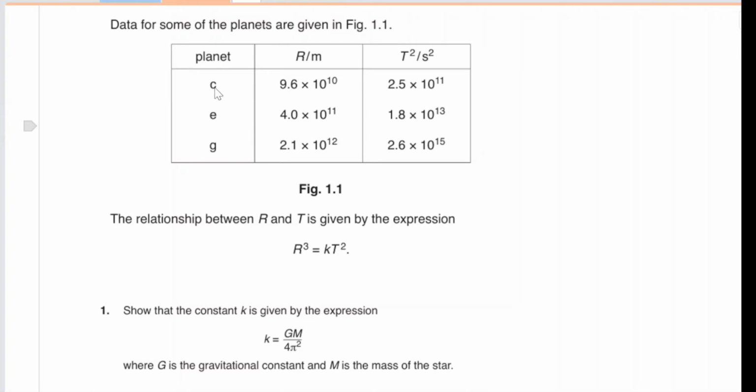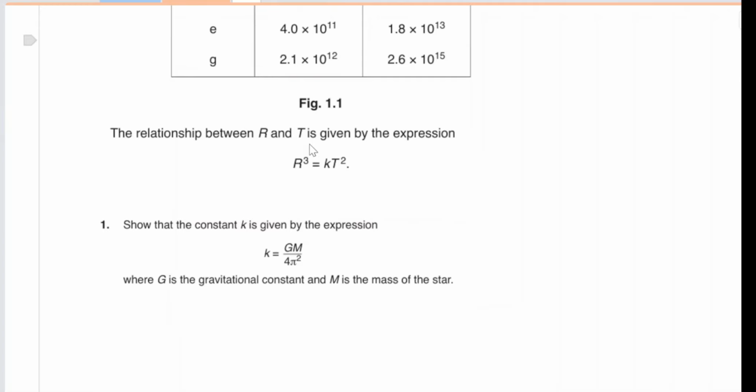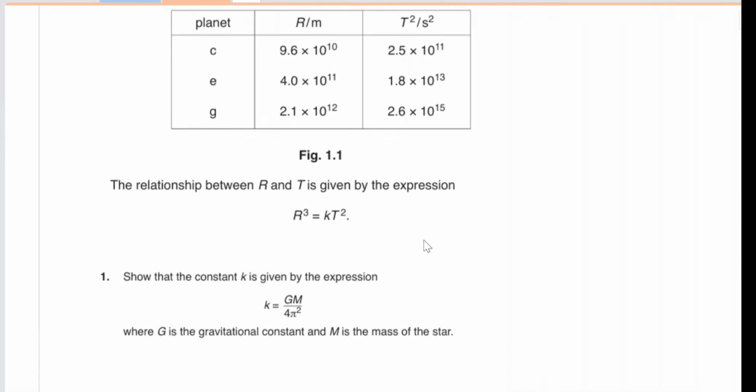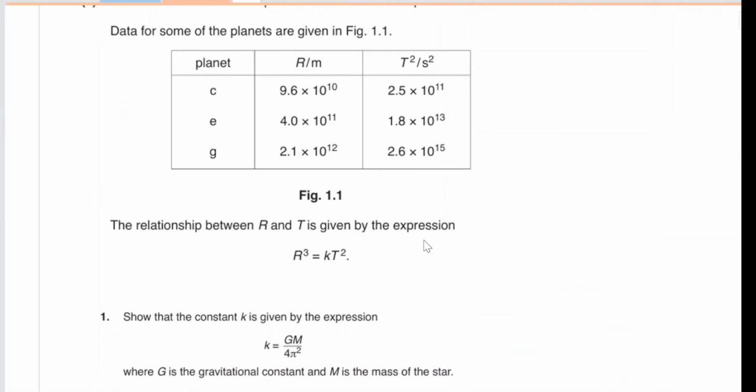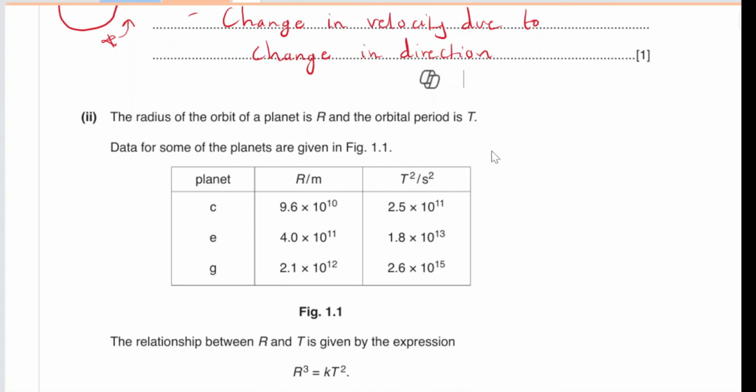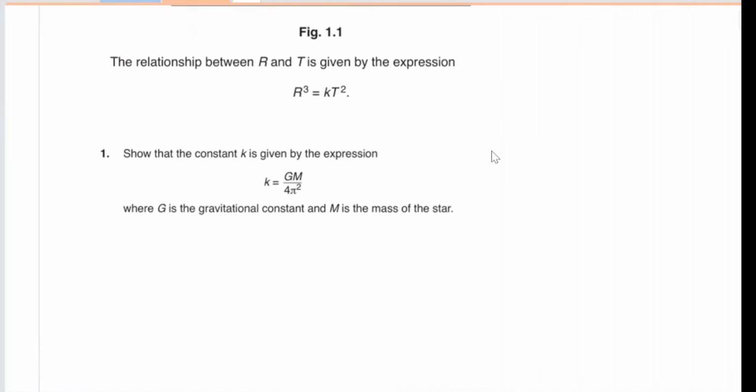So we have this data over here. Each planet has a radius and the period time squared. The relationship between r and T is given by this expression. Show that the constant k is given by the expression k equals GM over 4 pi squared, where G is the gravitational constant and M is the mass of the star. Okay, this looks complicated, but just try to understand the question over here. We know that one thing is happening is that each planet is moving in a circular orbit. Again, whenever you see circular orbit, there should be like a light bulb lighting in your brain. Like this is a circular motion question as well. So you have to have this relationship again, Fg equals Fc. And it's similar to what we did in question 1, right?